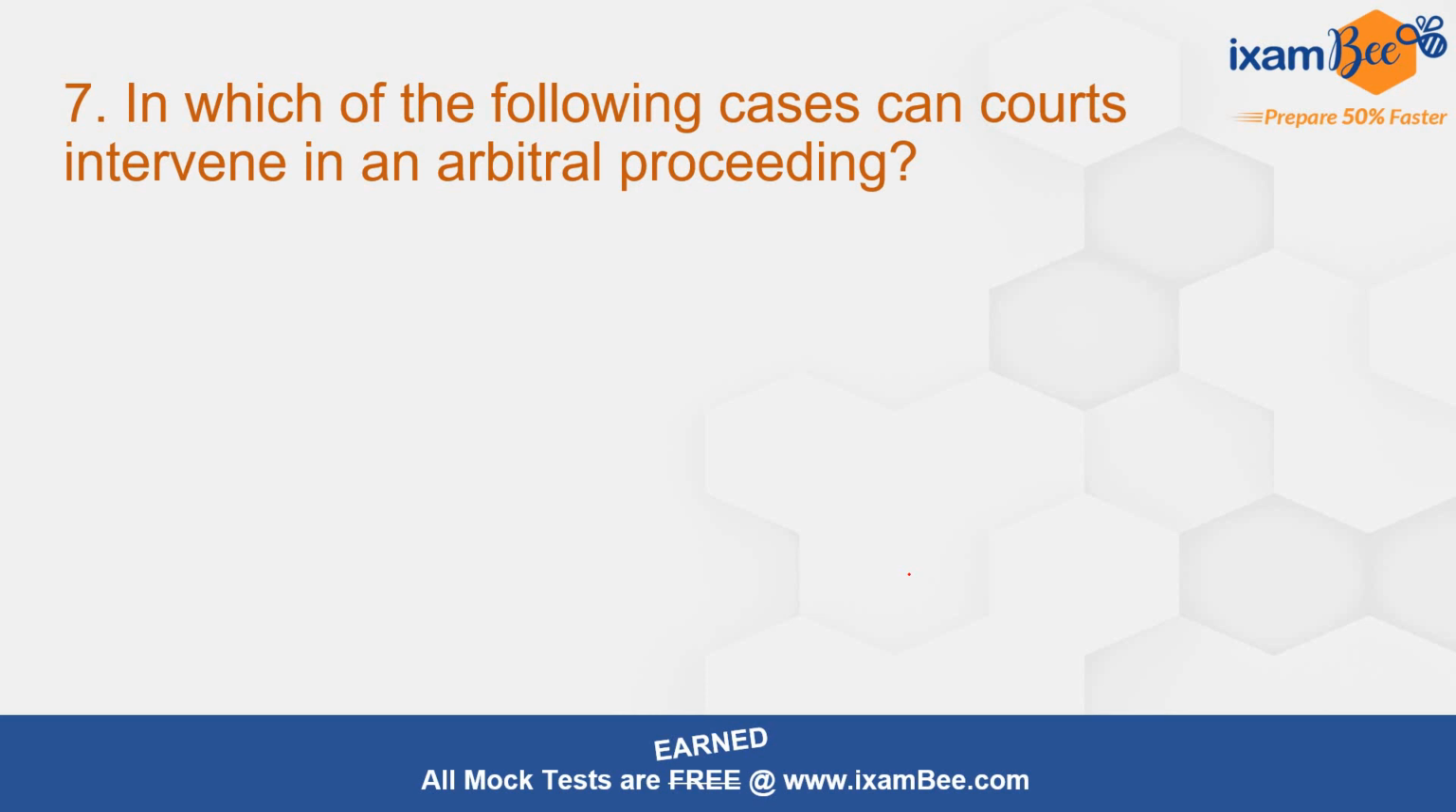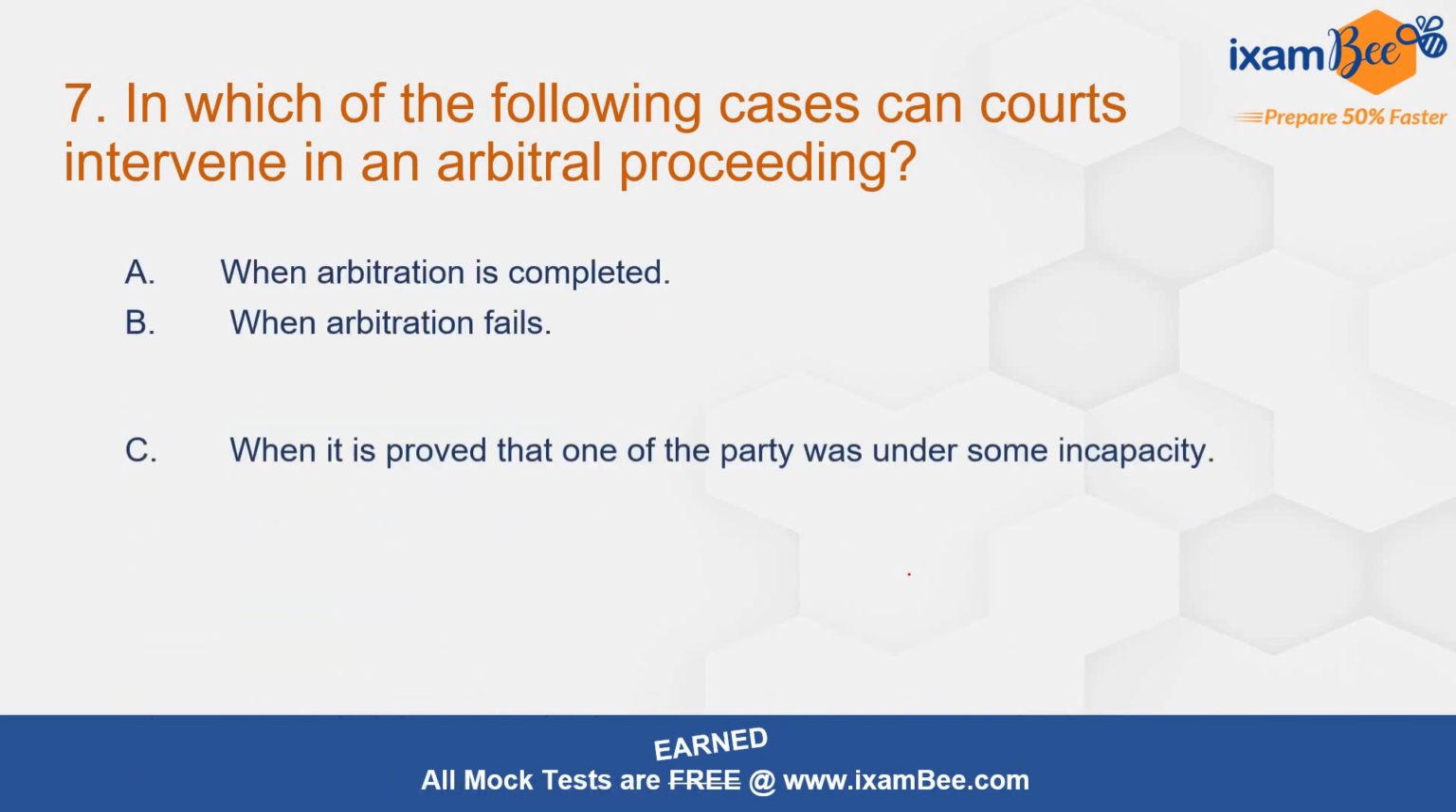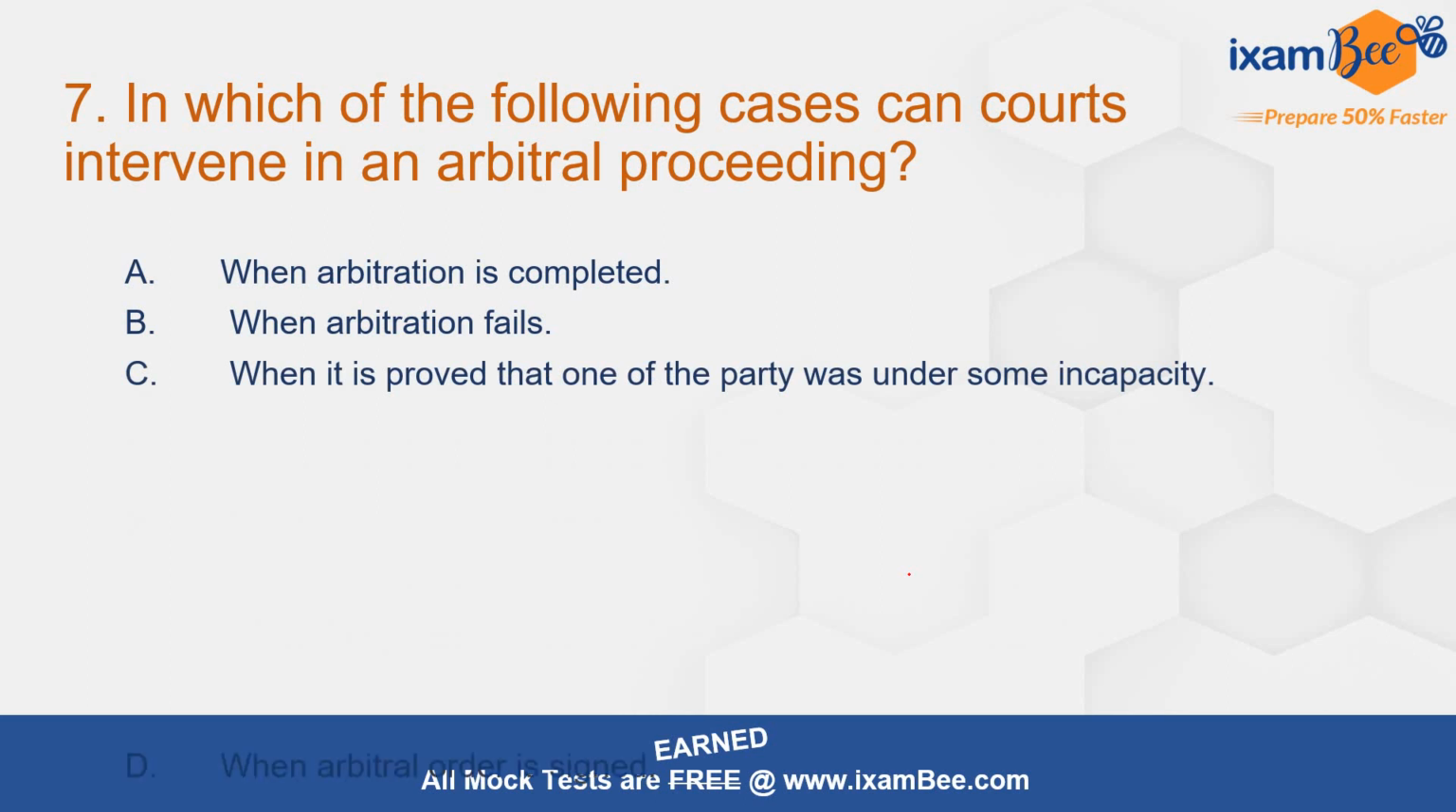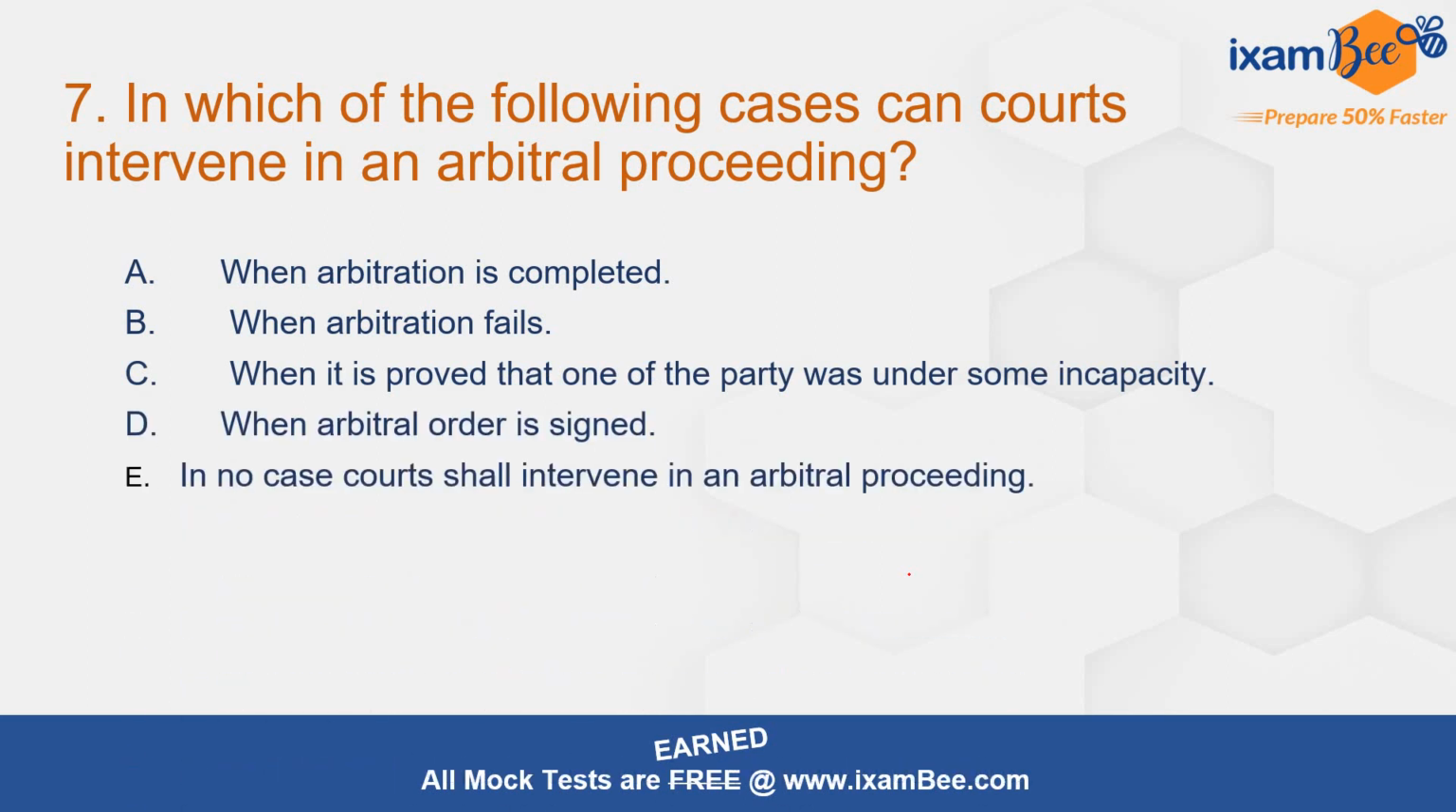In which of the following cases can courts intervene in arbitral proceedings? When arbitration is completed, when arbitration fails, when it is proved that one of the parties was under some incapacity, when the arbitral order is signed, or in no case can the court intervene. The correct answer here is C: when it is proved that one of the parties was under some incapacity.